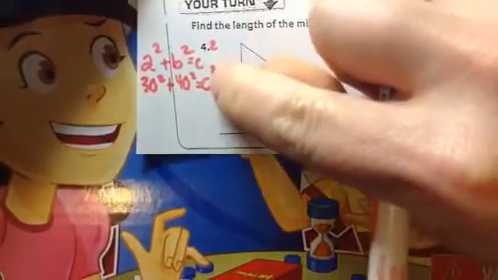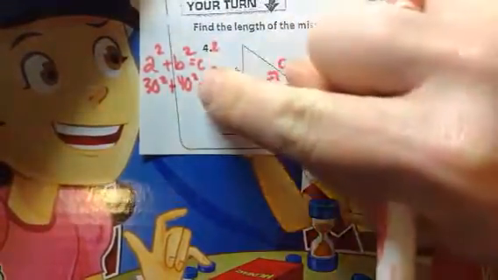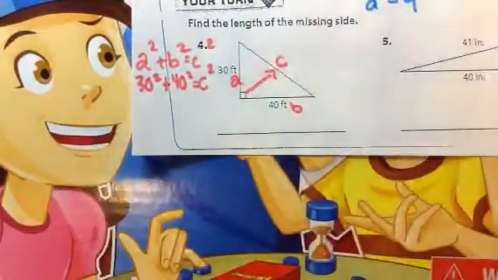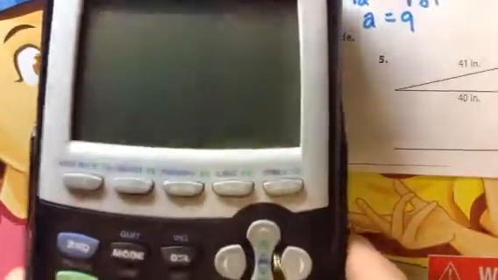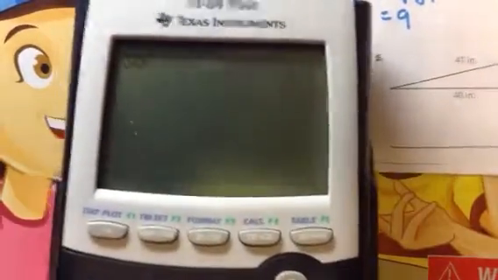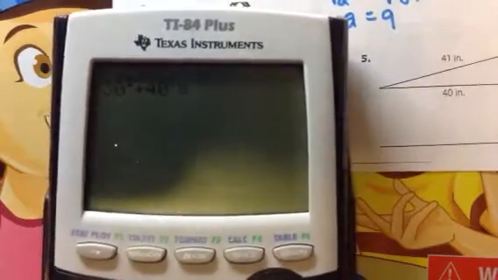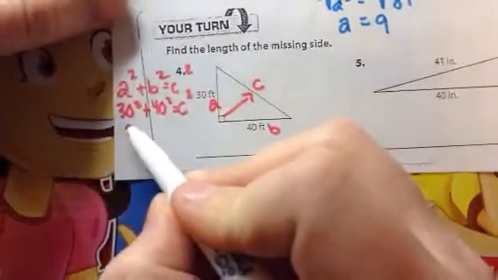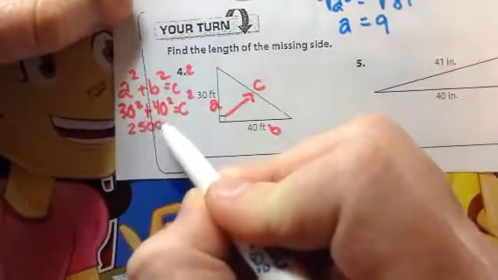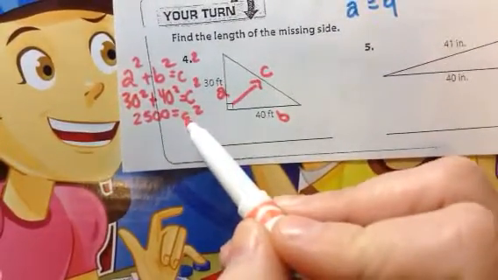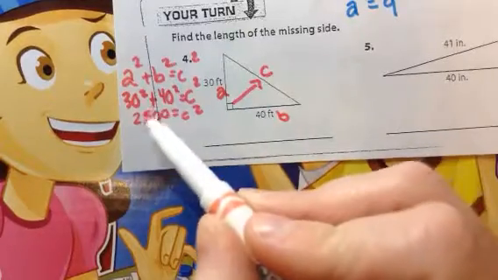Okay, now on the left side of this equals, if I cover up this part, this is all together. This is all work that can be done in my calculator. So 30 squared plus 40 squared is 2,500. 2,500 equals c squared. So I'm trying to figure out some number times itself that is equal to 2,500.